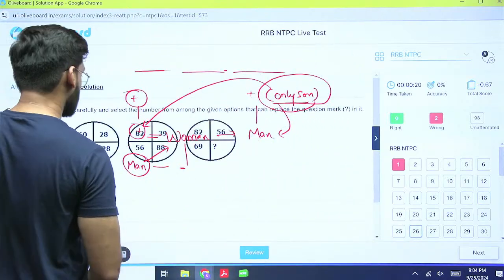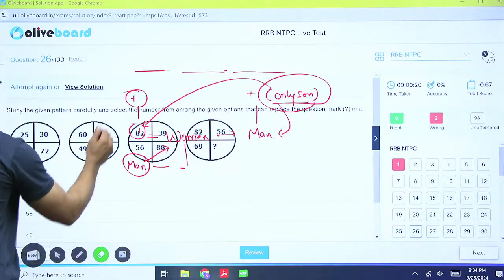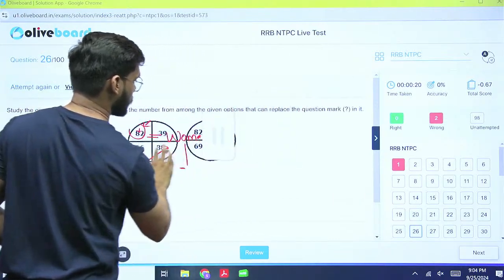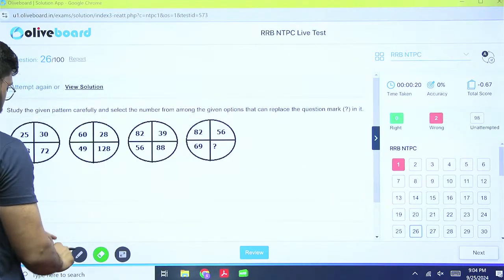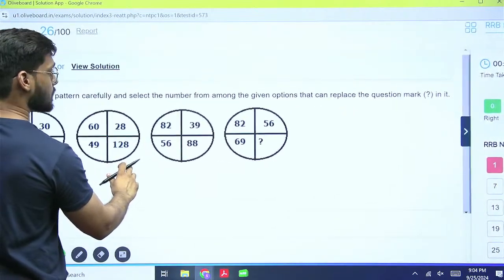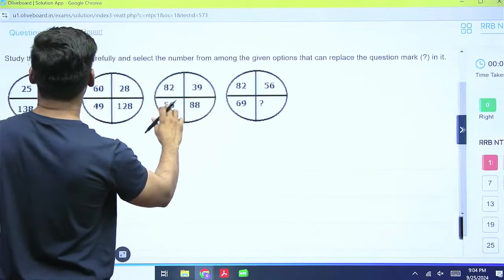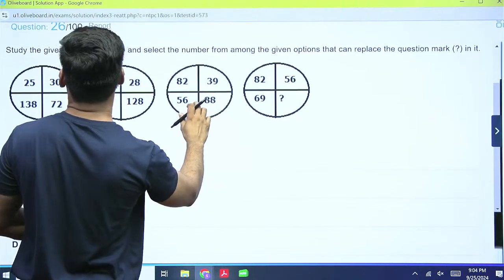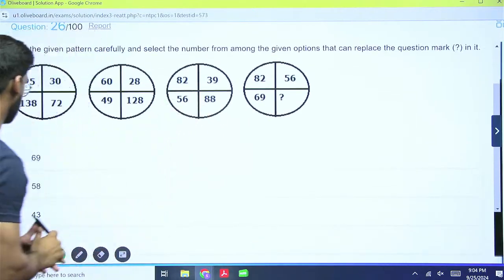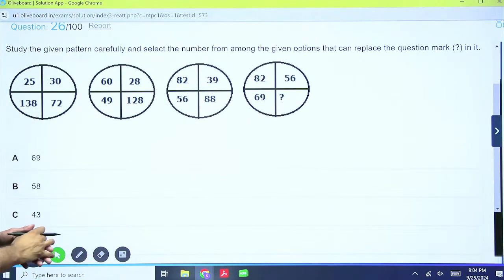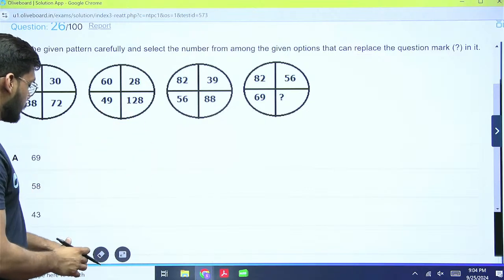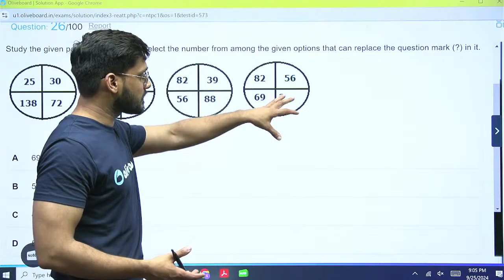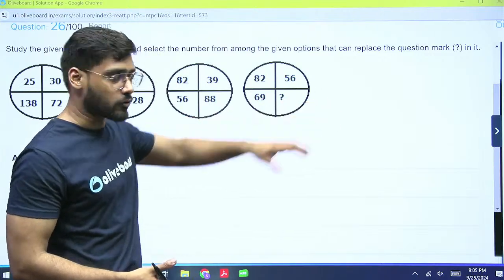So we have the next question on our board. Let's see how we are going to solve this one as well. Okay. Study the given pattern carefully. We have to study this pattern carefully and then mark the option which can replace the question mark in the fourth figure, right?